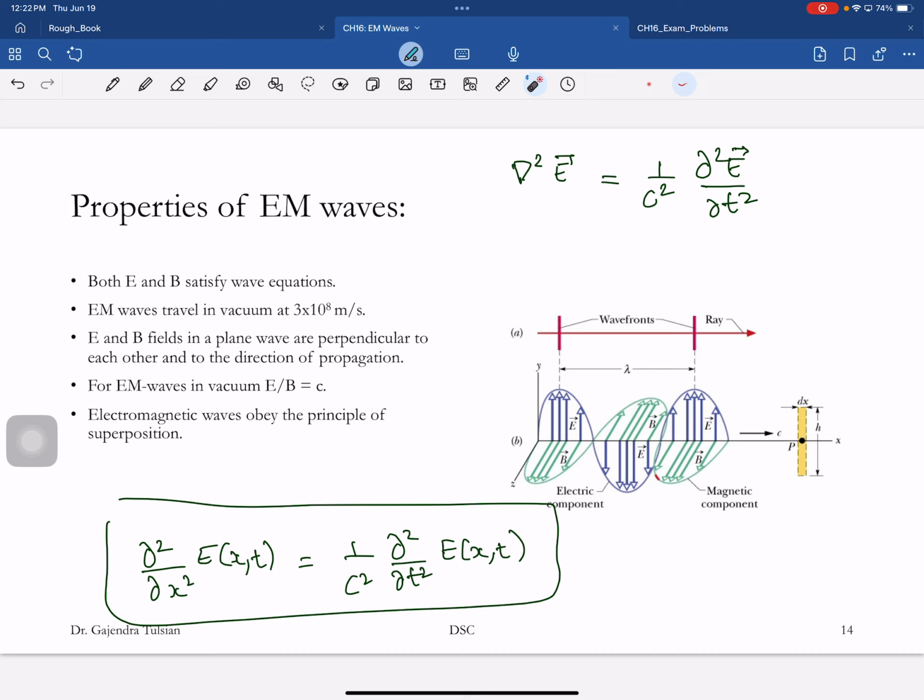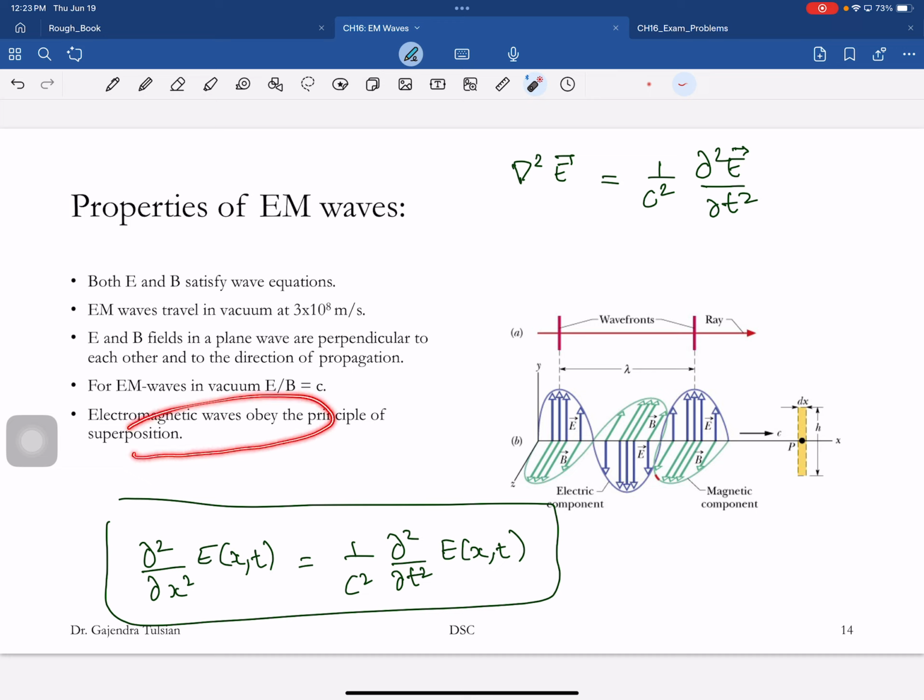So what is the signature of a wave equation? It relates the second order spatial derivative to the second order time derivative. Okay. That's the wave equation. Both E and B satisfy wave equation. Electromagnetic waves travel in vacuum. Remember, we were solving them in vacuum at 3 times 10 to the 8 meters per second. E and B fields are perpendicular to each other and to the direction of propagation.